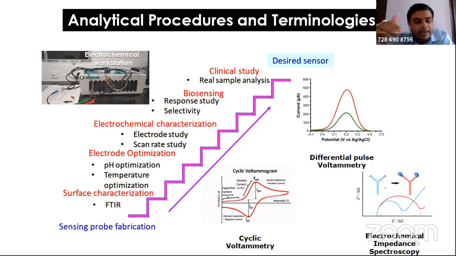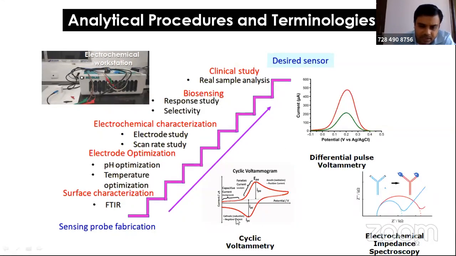We will be optimizing the pH, we'll go for a temperature optimization, and we'll go for the electrode characterization, where we'll study the electrode, the scan rate, and so on. In the case of the analysis part, we will be studying the response, the selectivity coefficients, and many other things. After this whole exercise, we get the desired sensor. That's the final product of that whole research, right? So these are a few things I'll talk about now.